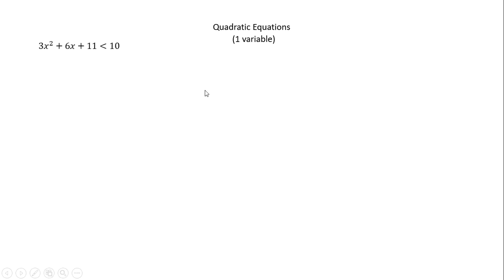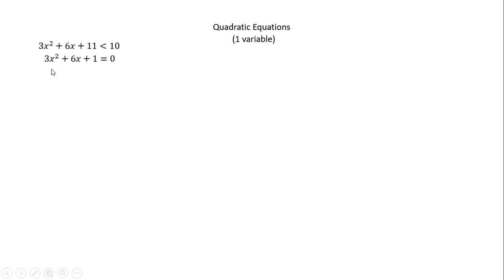So here we're going to look at 3x squared plus 6x plus 11 is less than 10. It's a bigger problem than the last one. That's okay. We can deal with that. We're going to solve it just like a quadratic using algebra. So first step, subtract the 10 over. We get 3x squared plus 6x plus 1 equals 0. Here I changed it to equals, instead of doing it down a few steps, it doesn't matter.